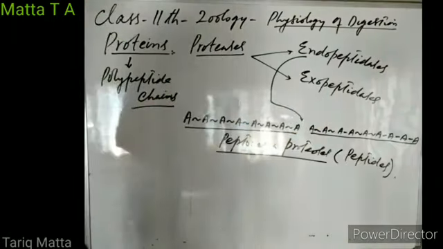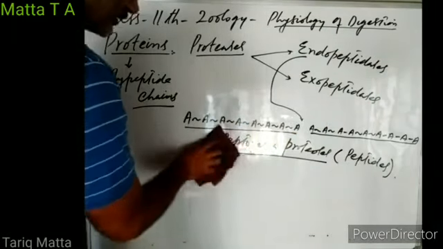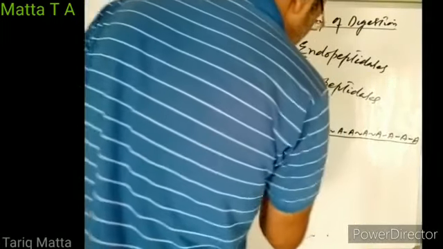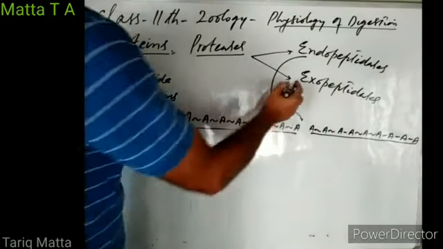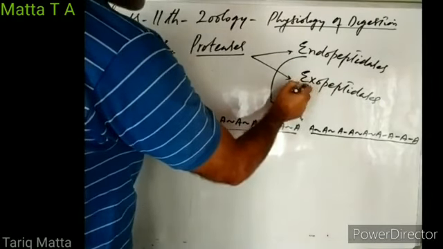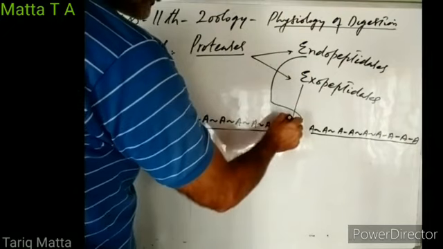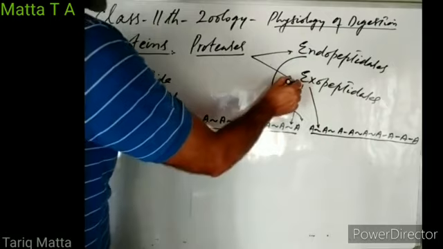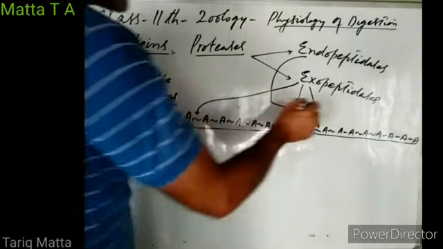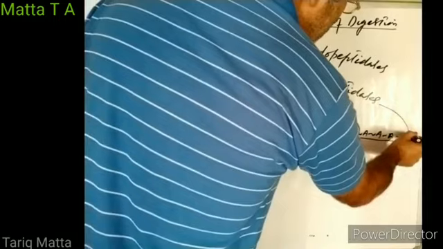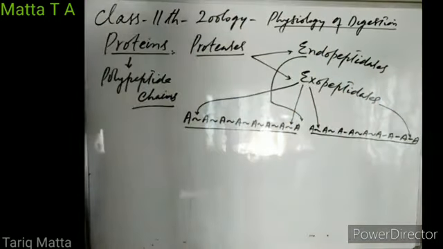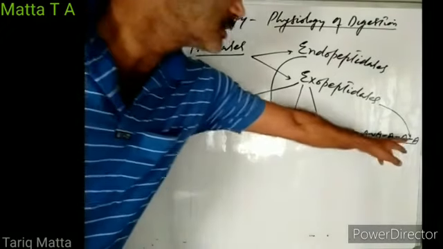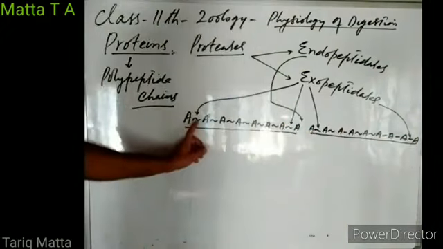This is endopeptidases. Then we have exopeptidases. Now these exopeptidases break the terminal peptide bonds of a polypeptide chain. So this is one terminal peptide bond here, this is another terminal peptide bond here, and this is another terminal peptide bond here, right?